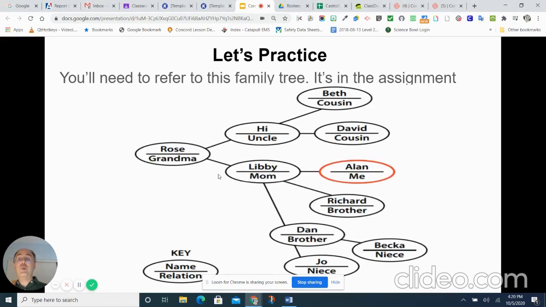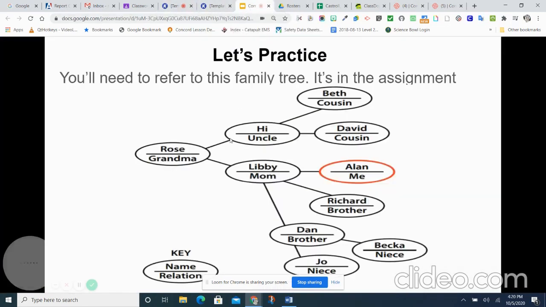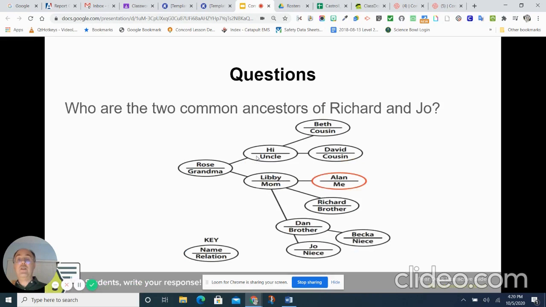So now we're going to do some practice questions. Take a look at this family tree. It is in the family tree questions assignment. That is this one. All right, so we've got some questions. Again, we'll give you a chance to answer in the chat box. So look for Richard, look for Joe, and then tell me who are their two common ancestors. They have two.